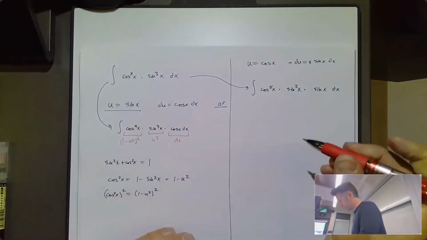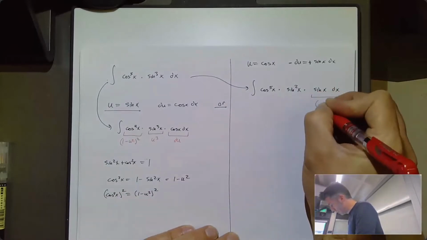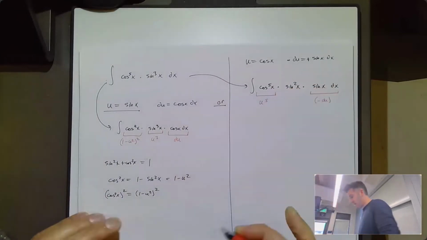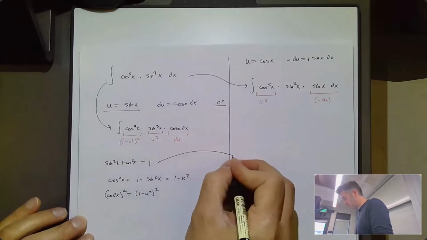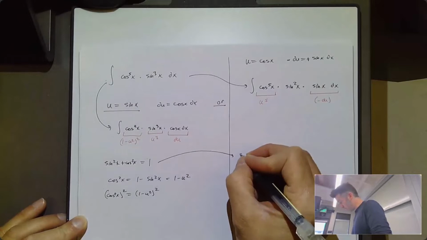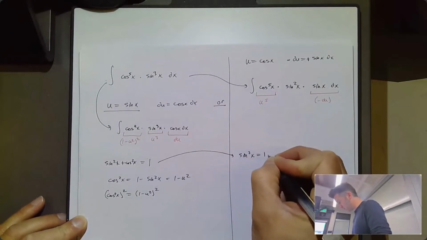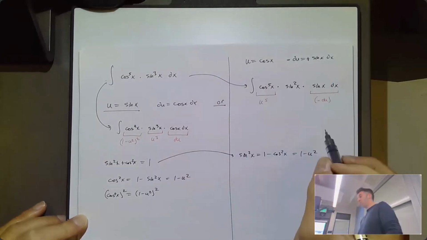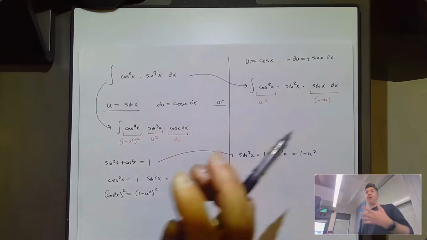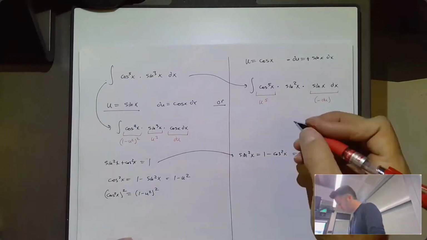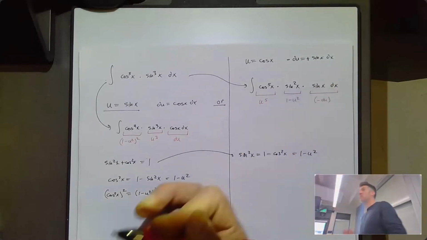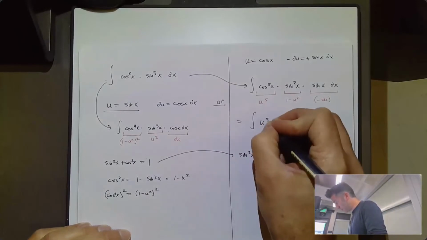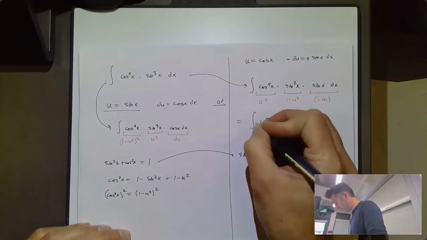My sine x dx is going to be negative du. My cosine to the fifth x is going to be u to the fifth. And using this trig identity here, I'm going to have sine squared x equal to 1 minus cosine squared x, which in this version will be 1 minus u squared. But since I don't have a leftover sine to the fourth, I don't have to like square both sides. I can just plug in a 1 minus u squared right there. So it's a little bit easier to do it that way. So then we're going to get the integral of u to the fifth times 1 minus u squared times a negative du.